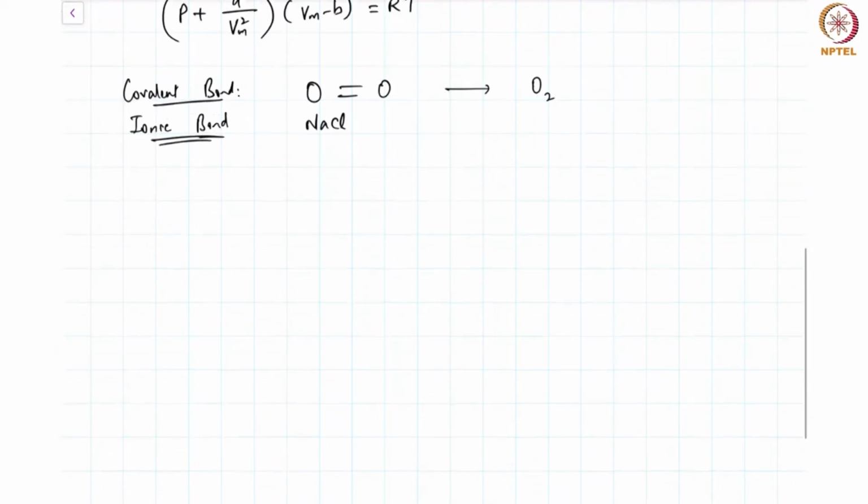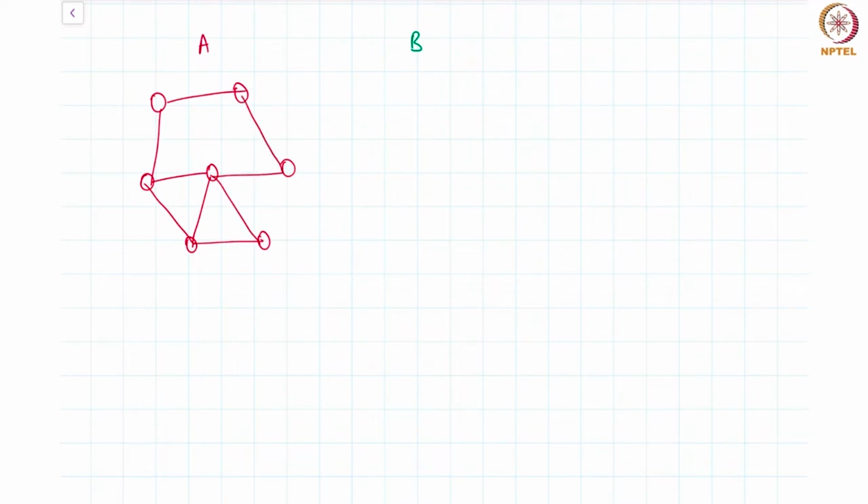Now, let's consider a very simple situation. Let's consider 2 molecules. I'll call them A and B, right? So molecule A is, let's say, a bunch of, is shown like this. This is a very simplistic drawing, of course. Let's say this is molecule A, and we have molecule B here.